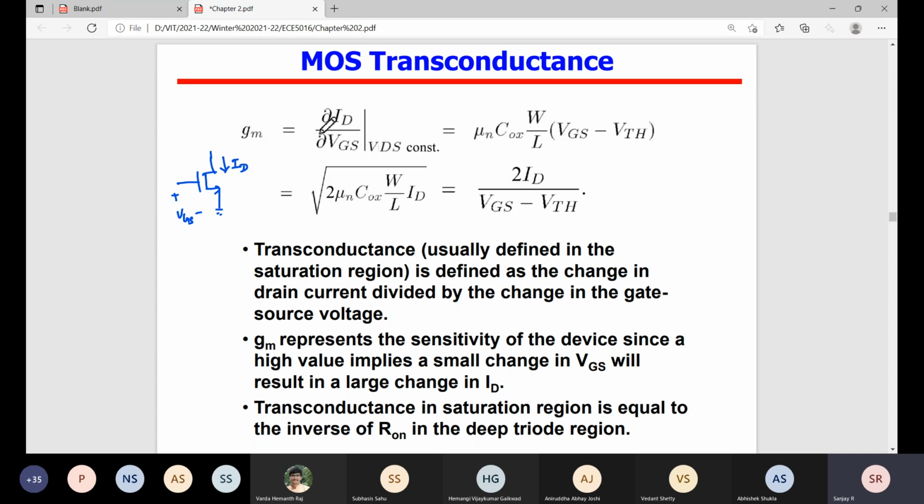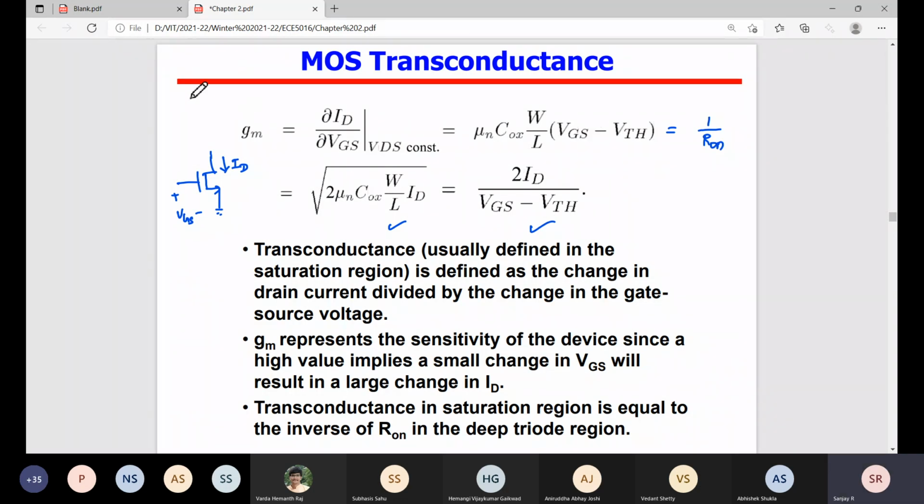So it is the change in ID with respect to the input gate to source voltage. This thing you already derived in device physics, so you know this equation: mu n Cox W by L into (VGS minus VTH). You can see this is the same expression as for Ron, but the only difference is that for Ron this expression will come in the denominator. So gm and Ron are inversely related. Ron means the resistor in the triode region. This expression you already know, so the remaining two expressions for gm we will derive. Now how to get these remaining two expressions?